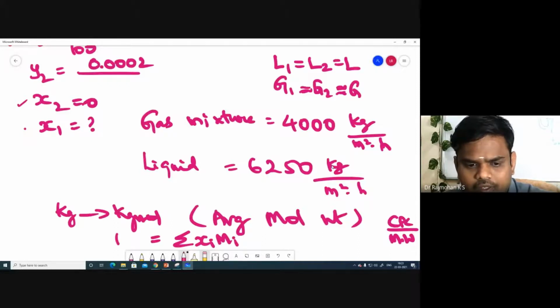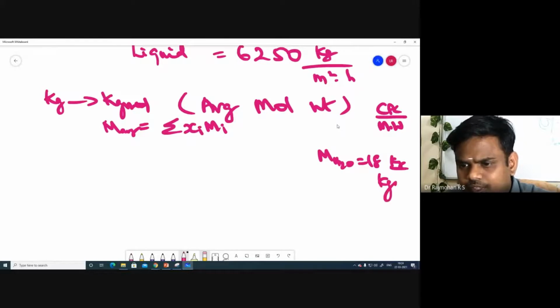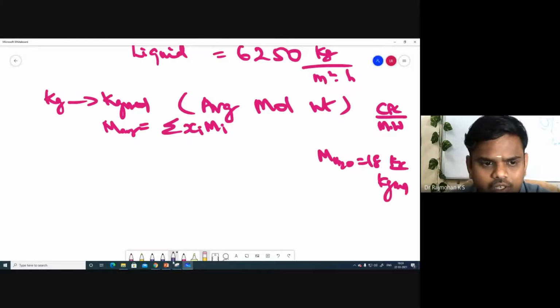So M average is equal to the summation of xi into Mi. For the gas mixture we have to find it. For the liquid, it is pure. The solvent is water, so easily we can make use of the molecular weight of water, which is 18 kg per kg mole. Whereas for gas it is a mixture, right?